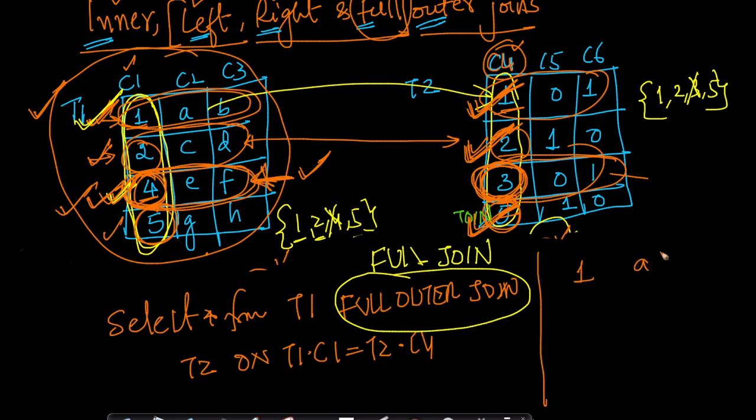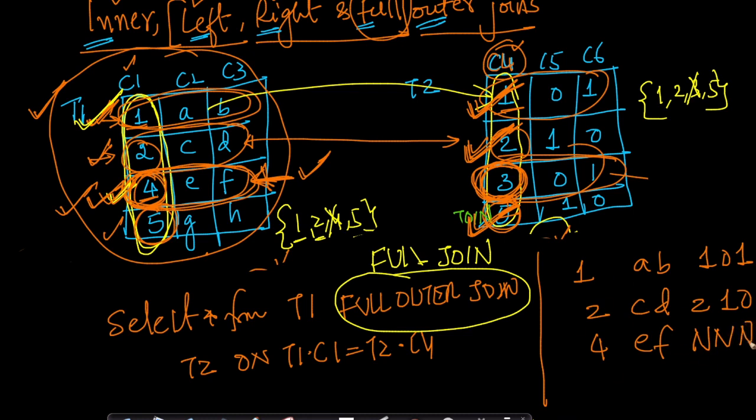So you get 1AB, 101, right? Because they're matching. Again, you get 2CD, 210, matching. For 4, what happens? There is nothing corresponding. So what do you write? You say 4EF. I'll write null as capital N, just in the interest of space. But N here basically means null. Then you say, what about 5? 5, there is something corresponding. 5GH, 510. What about 3? Null, null, null, 301.